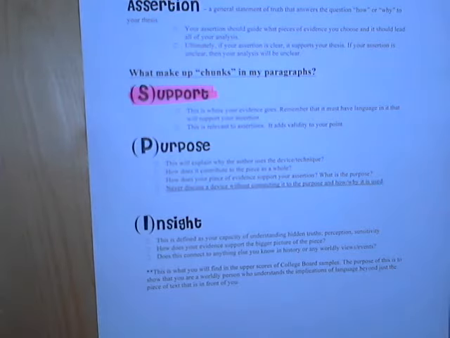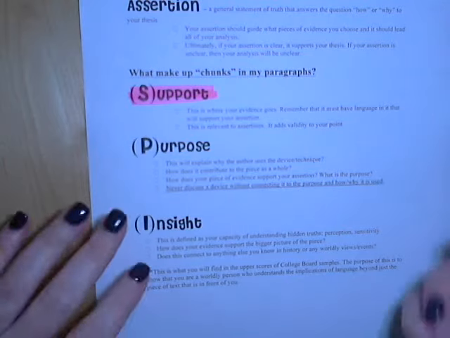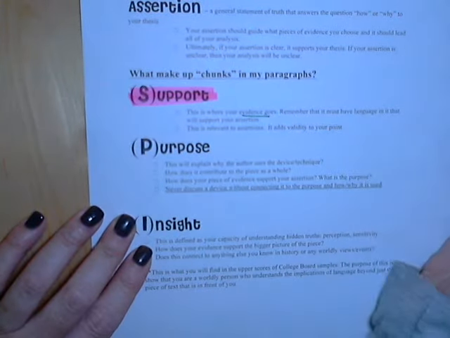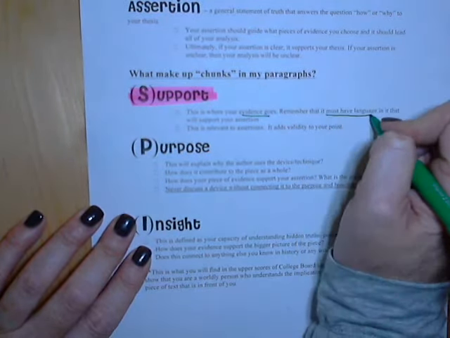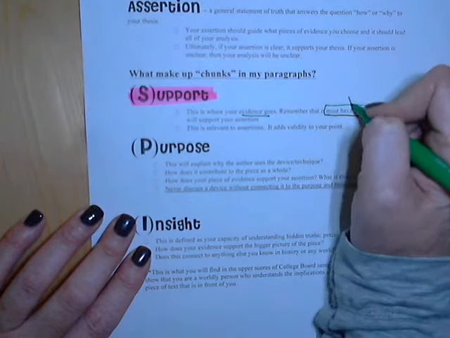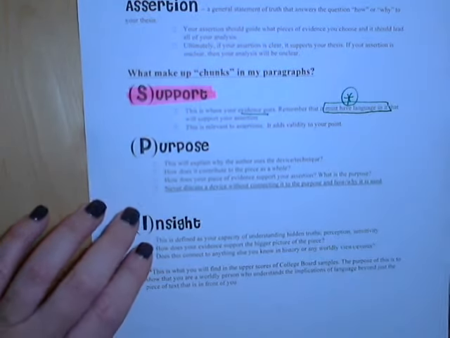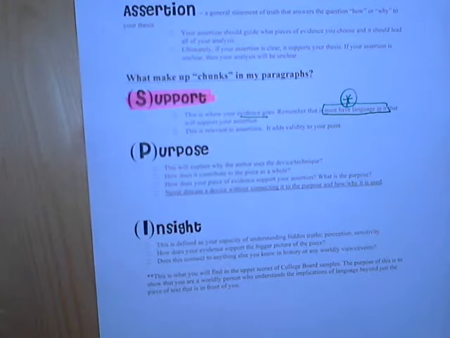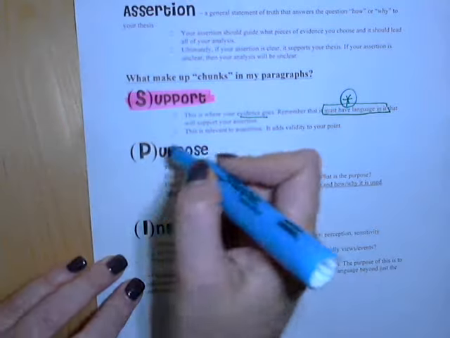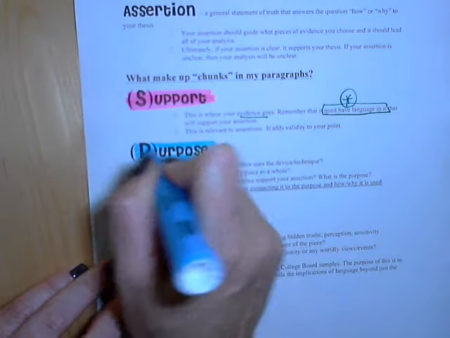Now, one of the things about support is notice this is where your evidence goes. And notice that your evidence must have language in it. This is what we struggle with. If there is no language in your evidence, then you're kind of at a roadblock. There's nowhere to go. There's nothing to analyze. Okay? My purpose is going to be blue. Again, yours can be whatever color you want.